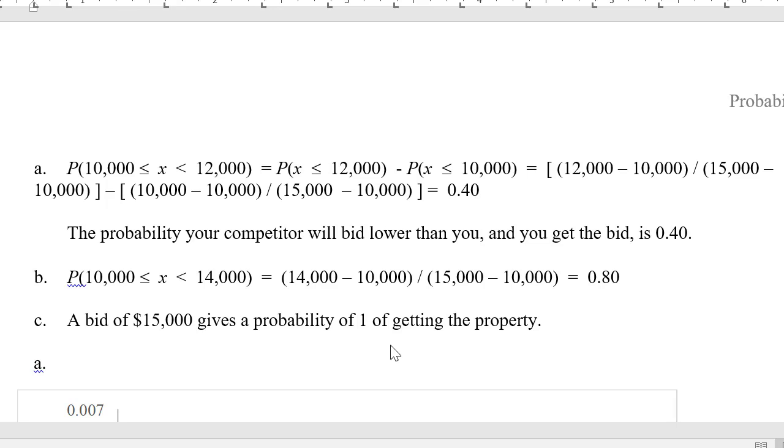Same sort of calculations for the probability that x is between 10,000 and 14,000, and that's 0.8. And then the logic in part C is a bid of 15,000 gives you a probability of 1 of getting the property, so you wouldn't bid higher. And that's a review of the solutions for this week.